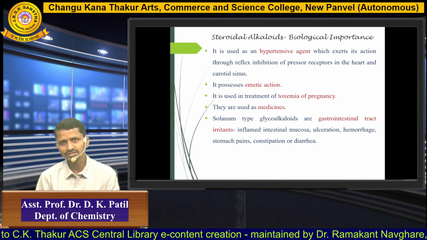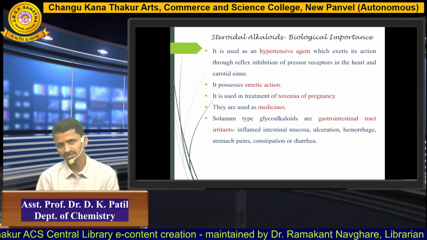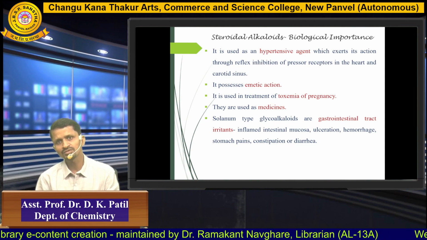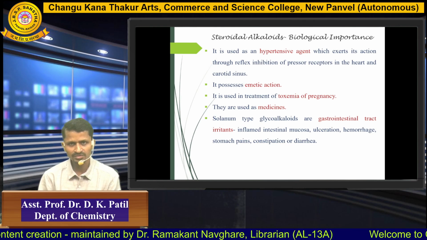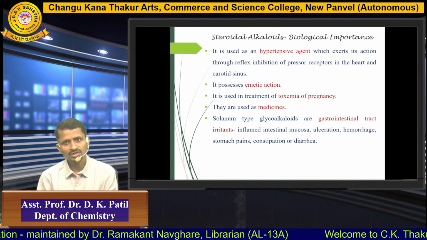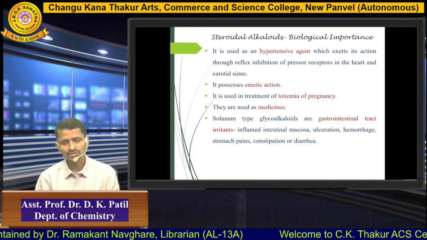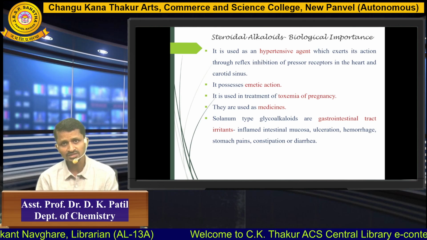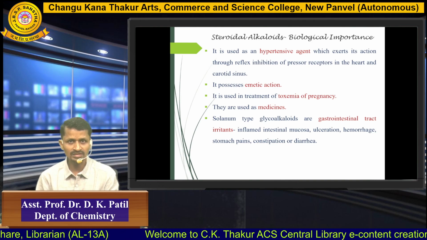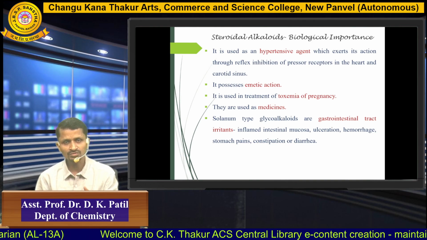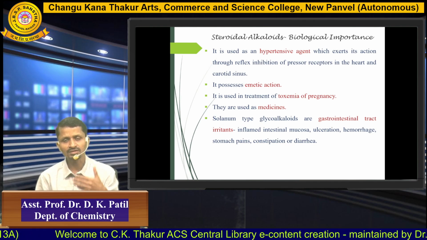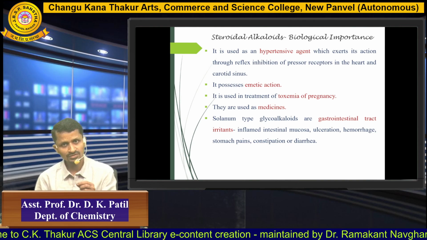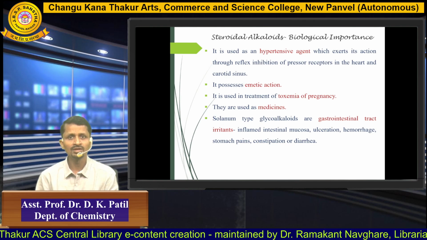Then steroidal alkaloids are used in the treatment of toxemia of pregnancy. What does toxemia of pregnancy mean? During pregnancy, the blood pressure of the woman rises or increases high. To minimize that blood pressure, the alkaloids are given to the woman who is going to deliver. That is called toxemia of pregnancy. So these steroidal alkaloids are used during pregnancy.